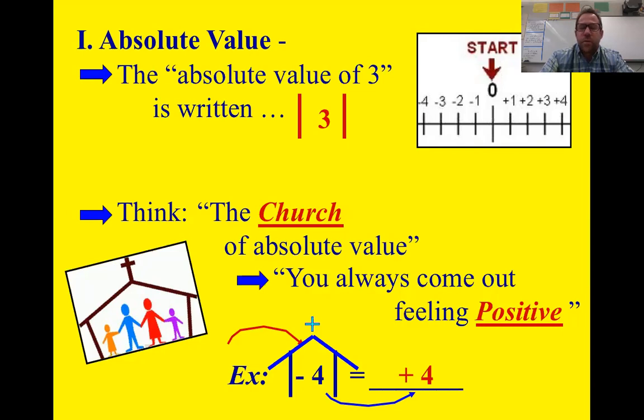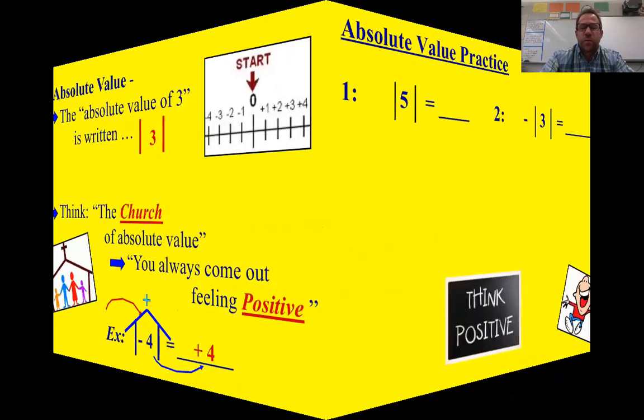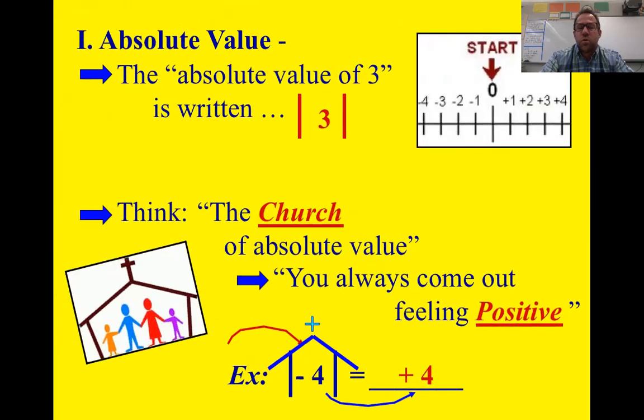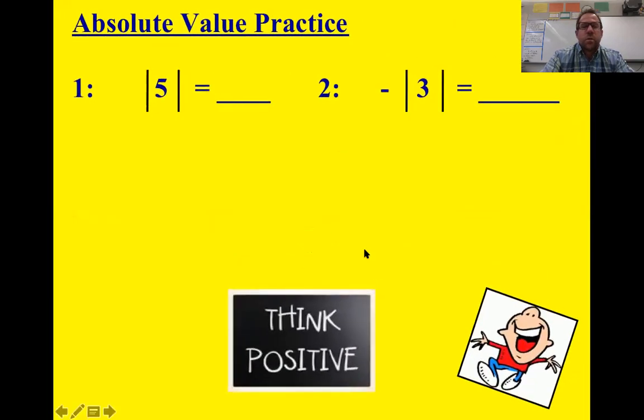Now remember that, because in just a minute, some of you are going to goof that rule up. You always come out feeling positive. Okay? All right, so here we go. This guy went into the church of absolute value. He was positive inside. So what is he going to be when he comes out? Positive or negative? Well, what was the rule? You always come out feeling positive. So if you go in positive, you still come out positive.